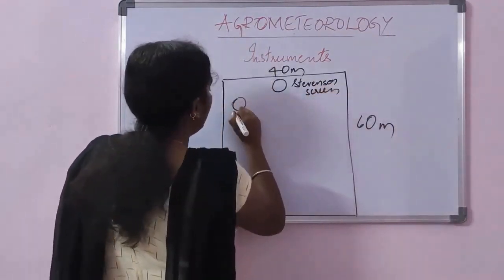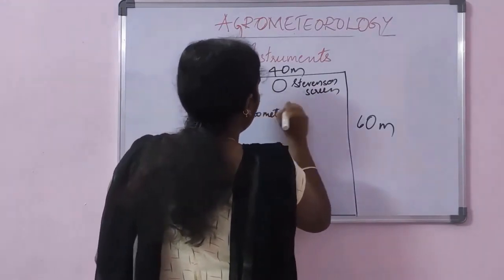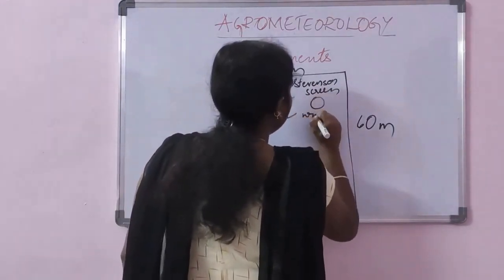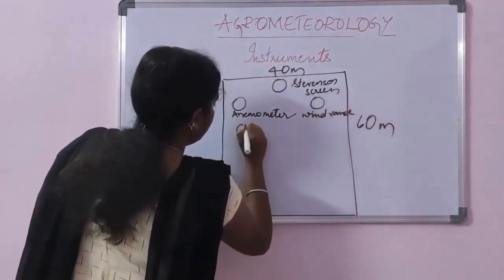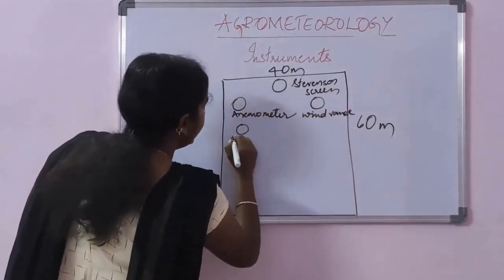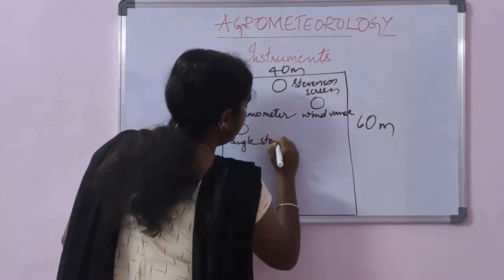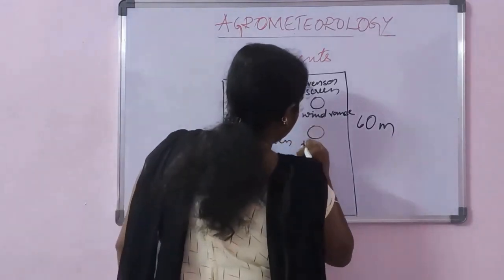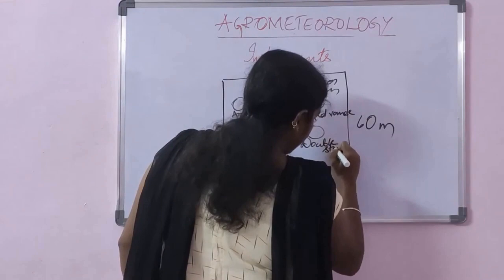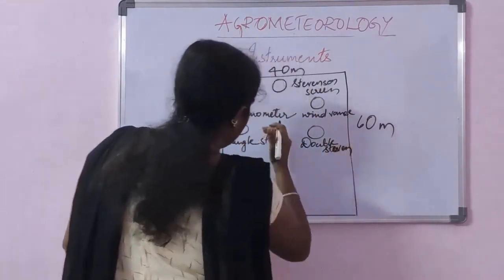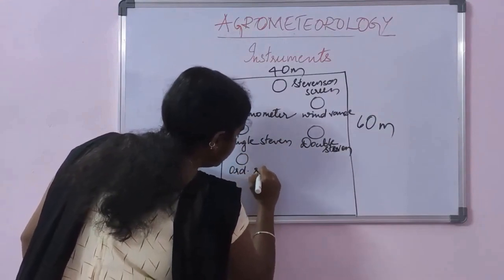On the left, anemometer. On the right, wind vane. Behind that, again a single Stevenson screen. On the right, a double Stevenson screen. And behind that, the ordinary rain gauge.